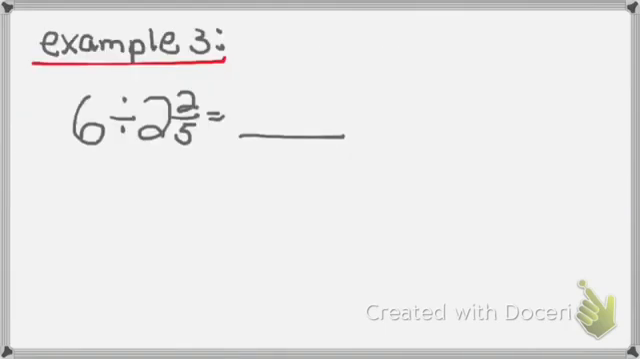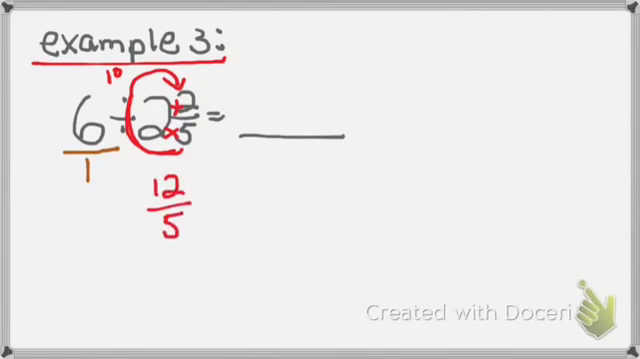So my first number that I see is 6. That's my whole number. Easy to make a whole number into a fraction. I simply put it over 1. My next number, 2 2/5, I know that's a mixed number. So I'm going to change that to an improper fraction. C for change. I learned how to add before I learned how to multiply. 5 times 2 equals 10. 10 plus 2 equals 12. That's my new numerator. My denominator stays the same.